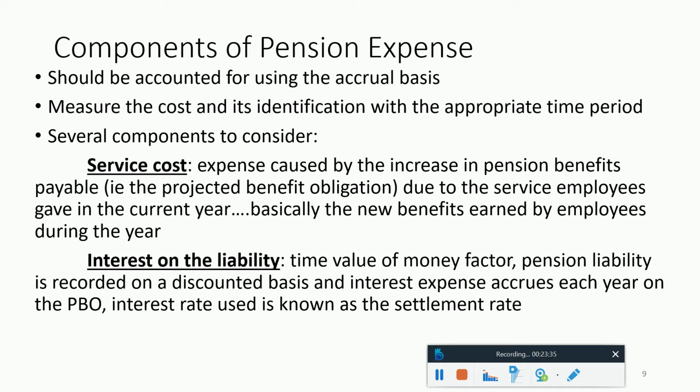The second component is interest on the liability, and this is the time value of money factor. So the pension liability is recorded on a discounted basis, right? We've discounted it back to present time, and therefore we have interest expense that accrues each year on the PBO. The calculation for interest on the liability is going to use an interest rate, which will be provided to you in the problems, and that's known as the settlement rate. So if you see the word settlement rate, you should associate that with interest on the liability.